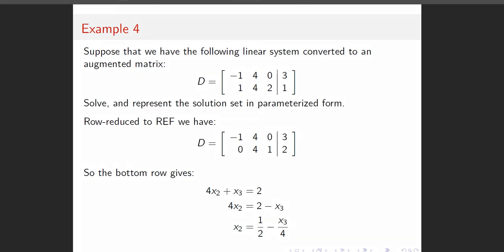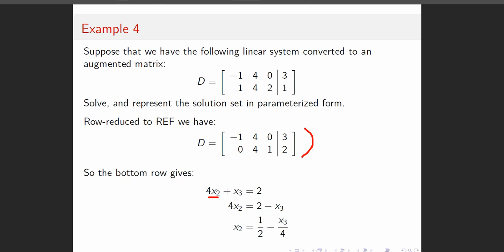And I did bring up here the same exact matrix, right? I had row reduced to here. I did not multiply through by -1. And solving the bottom row, we get 4x2 plus x3 equals 2. And then we subtract x3 from both sides, and then we divide through by the 4. So that's x2, right? So 2 divided by 4 is 1/2, and minus x3 over 4. Okay, so we know what x2 is equal to.